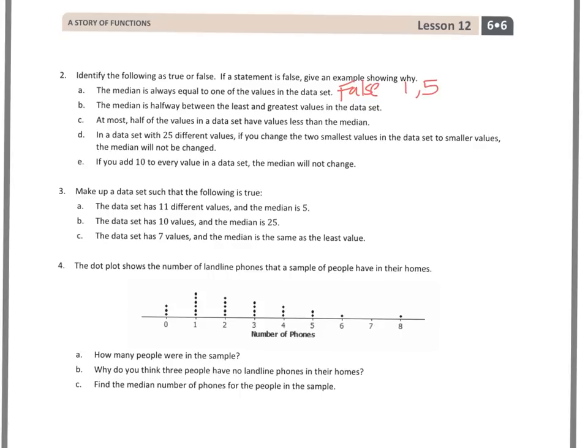Well, if I cross those off, really I have to find the average or the mean of those two, and my median would be 3. And that's not one of my pieces of data. So if I have two pieces of data with a value of 1 and 5, the median is going to be 3. So I just gave you an example of how the median is not always a piece of data.